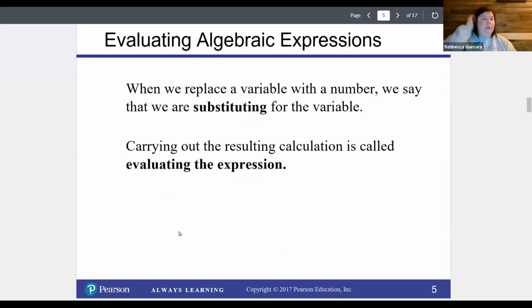So when we replace a variable with a number, we say we are substituting for the variable. Carrying out the resulting calculation is called evaluating the expression. So let's say I had 3x minus 5. Now, I'm going to say x is now 2. When we substitute, what we mean is we're going to do this.